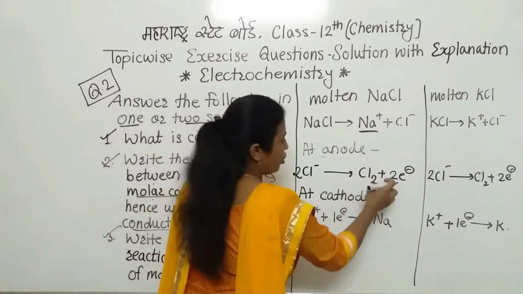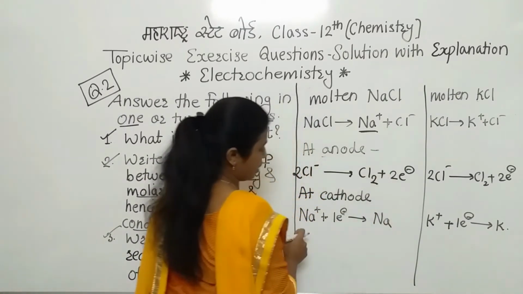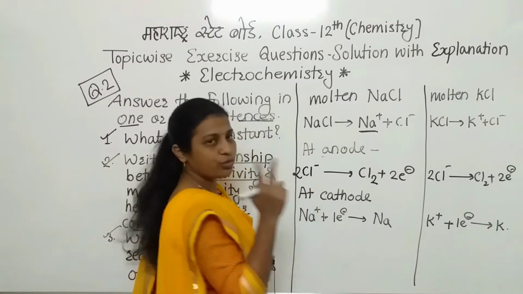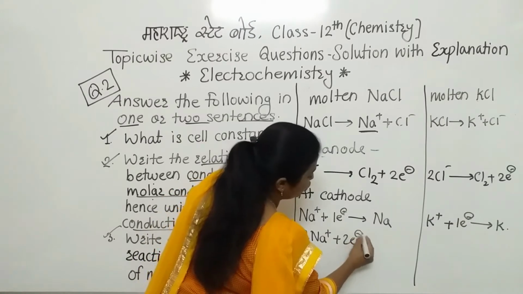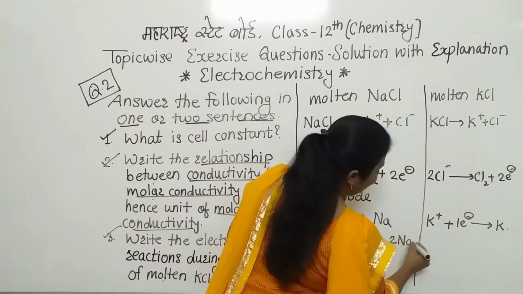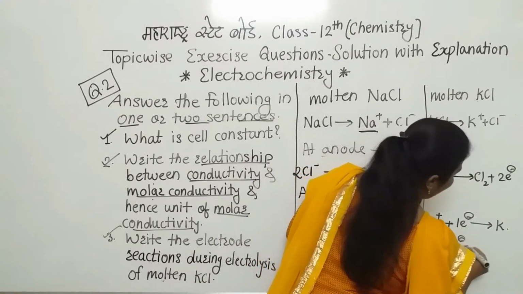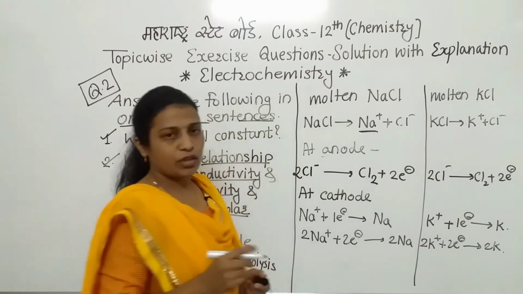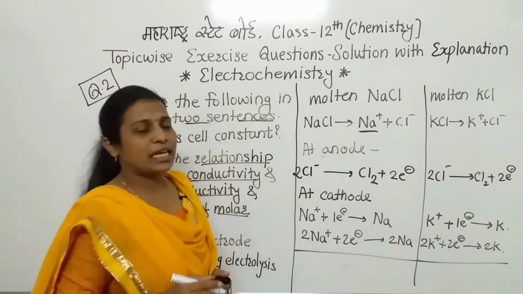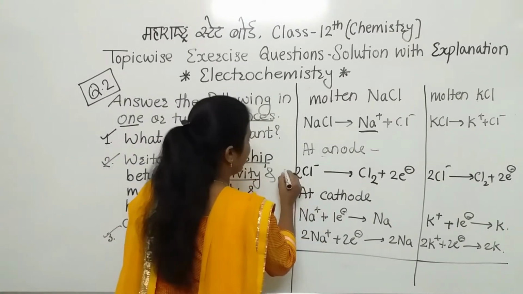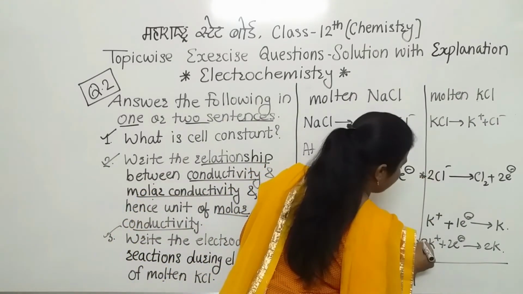Now see, for writing the overall reaction, the number of electrons should be the same. So here 2 electrons are there. Now we are multiplying this reaction by 2. So we get 2Na plus, gain of 2 electrons, and there is a formation of 2Na. Similarly 2K plus, 2 electrons, and there is a formation of 2K. Now for the overall reaction, for this one as well as for KCl, we have to consider this and this reaction.